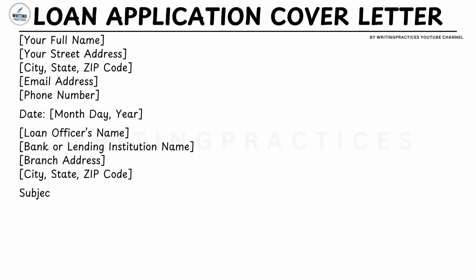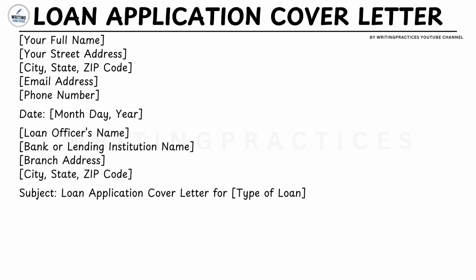Subject line, purpose of the letter. Now we add a subject line. This helps the recipient quickly understand what the letter is about, especially if they're managing multiple applications. The subject should be clear and to the point. For example, if you're applying for a personal loan, you'd write, "Subject: Loan application cover letter for personal loan." Simple, direct, and effective.